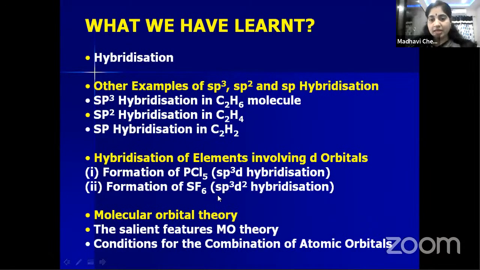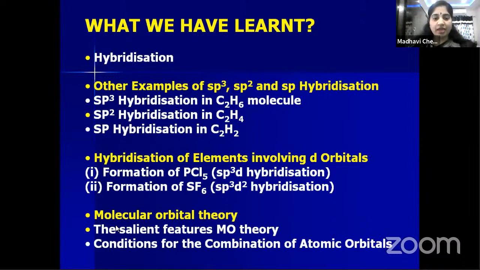And after that, we have seen SP3D2 hybridization. For example, we have considered SF6. The central atom undergoes SP3D2 hybridization. It formed 6 SP3D2 hybrid orbitals, and the structure is octahedral, and the bond angle is 90 degrees.